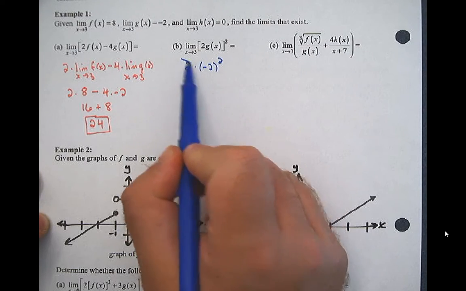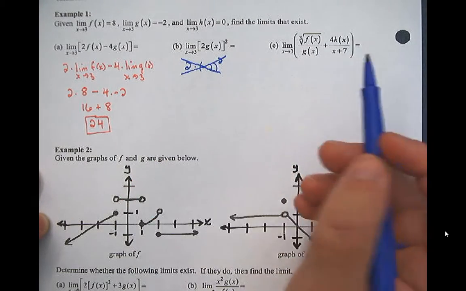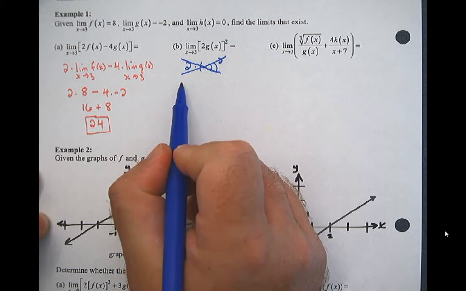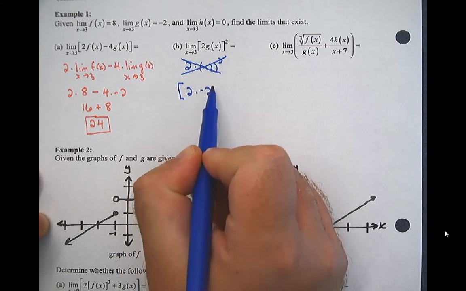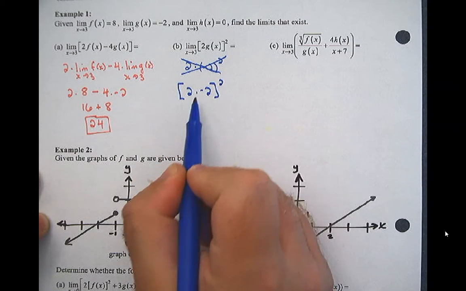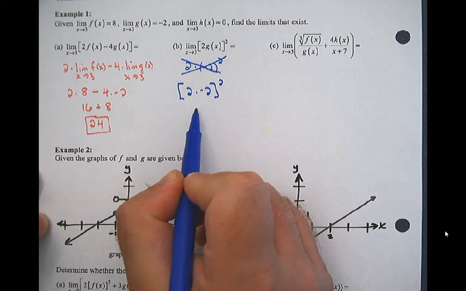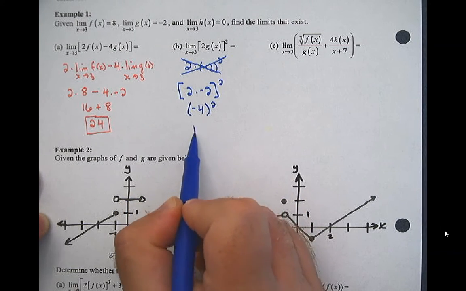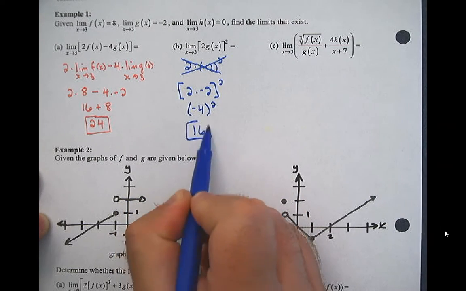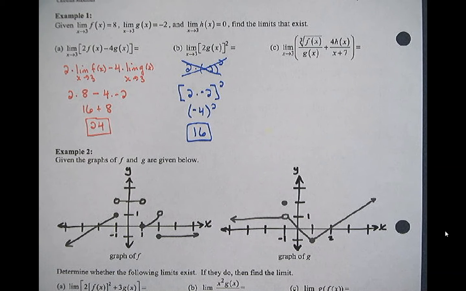Oh, bad math, Mr. Stuckey. Oh, the whole thing is getting squared. So this would be 2 times negative 2, and then getting squared. So that would be negative 4 squared, which would end up being 16. Ooh. My bad, but I caught it.